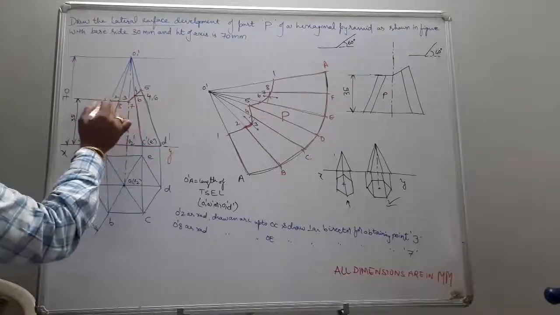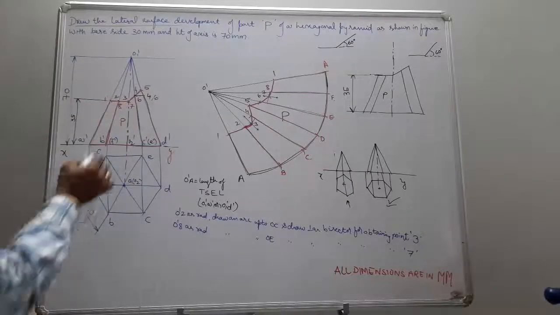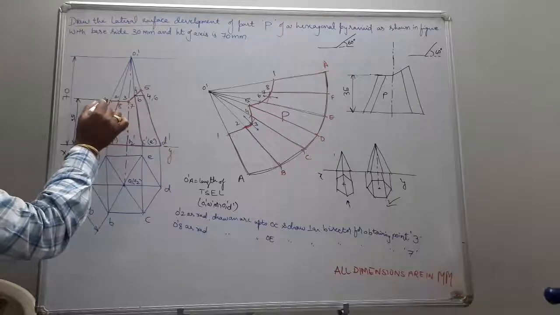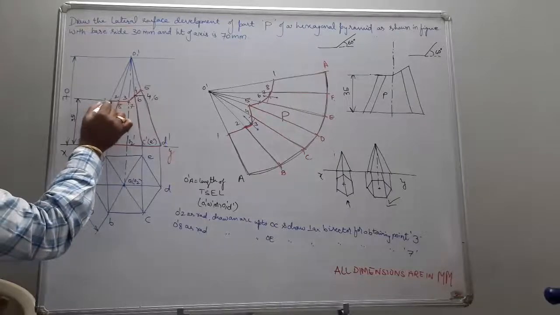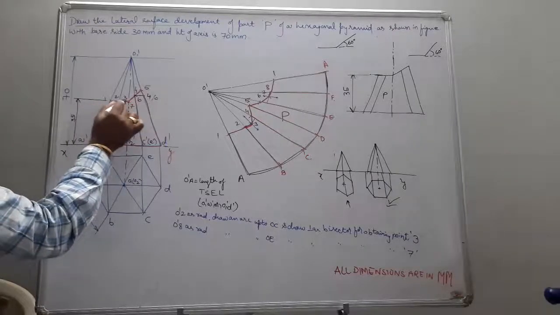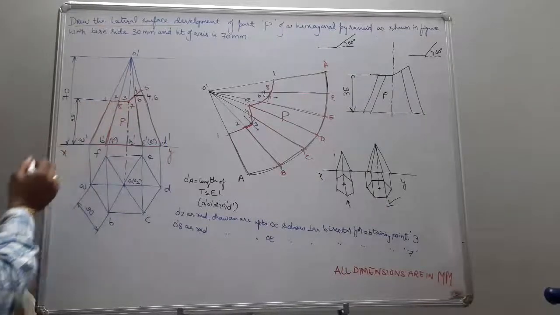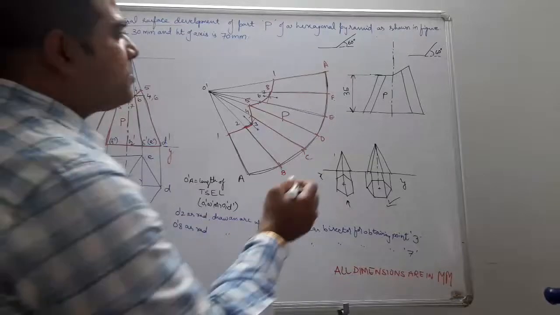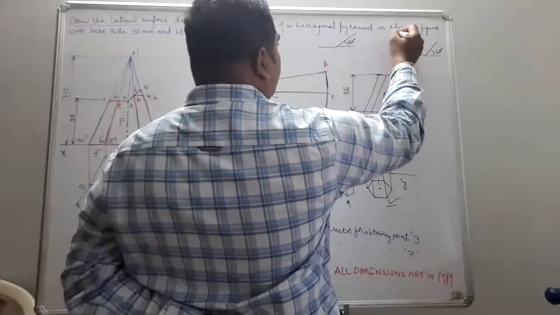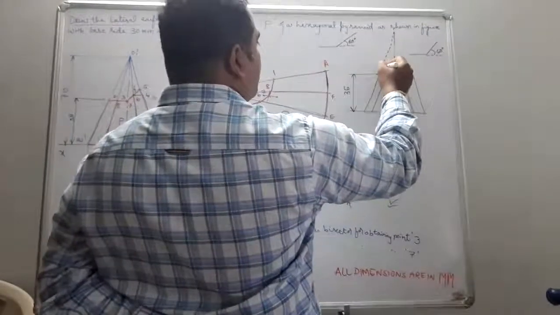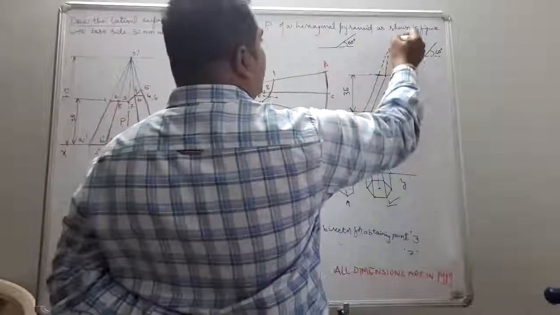Okay, I just mark a point of 35 from the axis, and from there I draw the horizontal, and then I draw a line of inclination which is 60 degrees with horizontal. I just draw like this. So if I draw like this, then the actual pyramid is going to be like this.